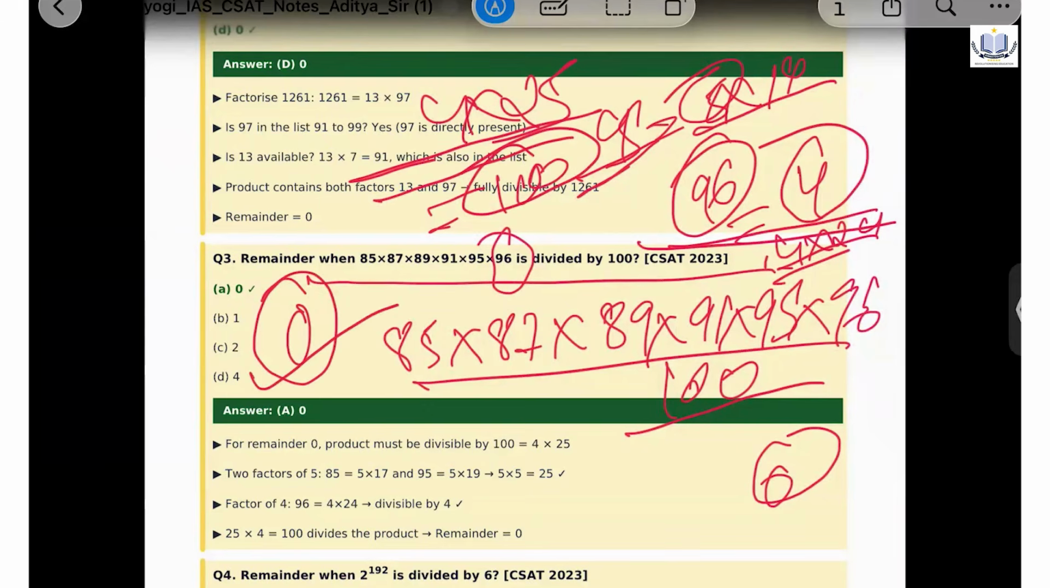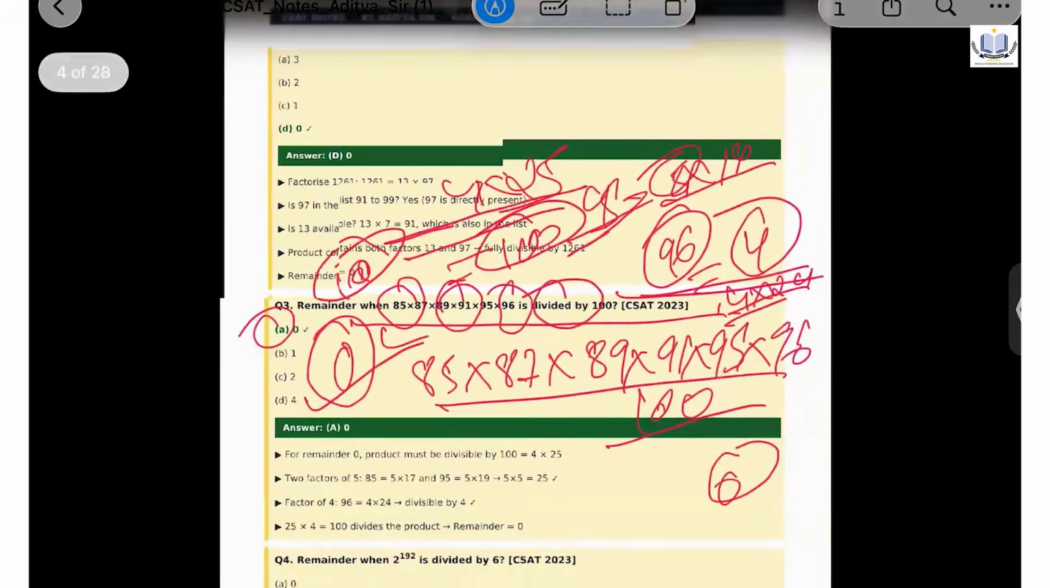You do not have to do anything else. In such type of question, you have to see if some factor of this number is making 100 or not. If it is making 100, then the remainder will always be 0. Okay? That is how you need to solve the question.